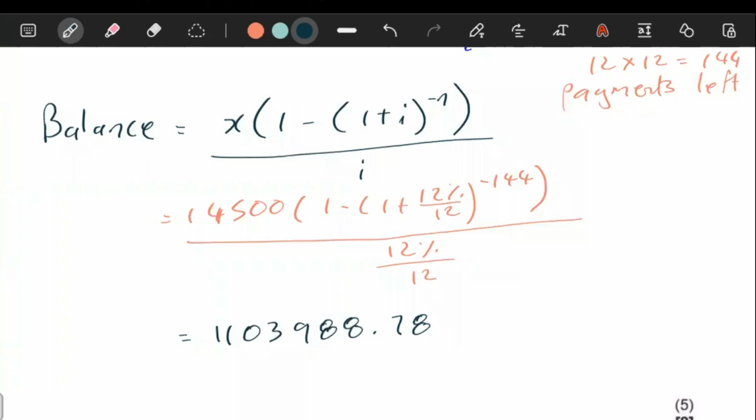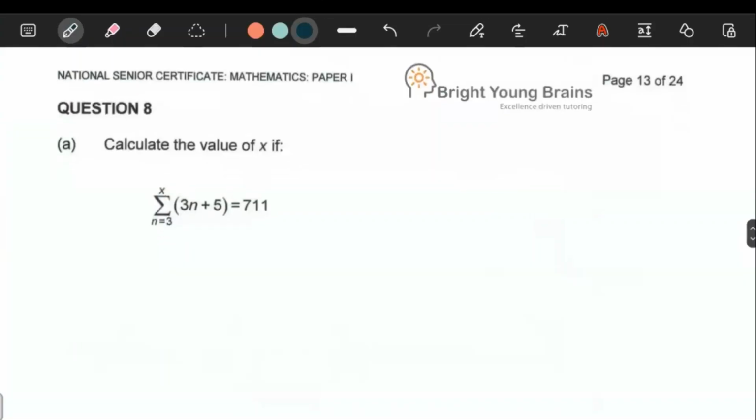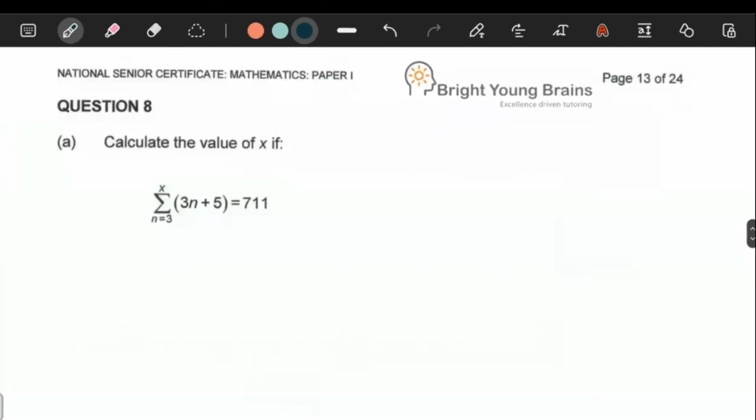Let us move on to the next question. Moving on, it's question number 8 in this 2022 November final exam question paper for mathematics for grade 12s in matric, by Bright Young Brains, hashtag Levi. Question 8 says calculate the value of x if this is what you're given. Now remember, a sigma expression is literally talking about an Sn formula.